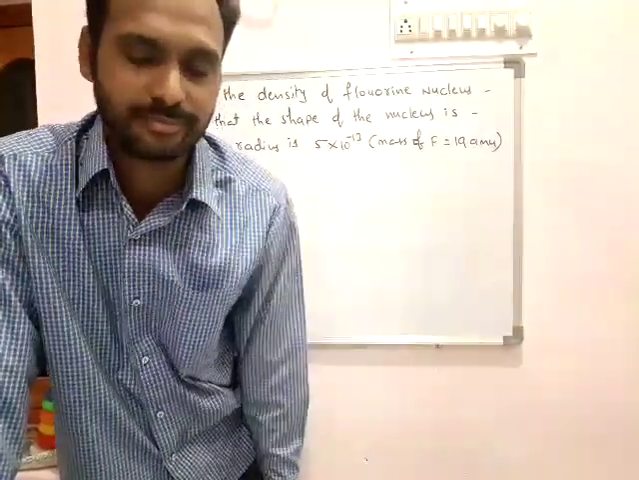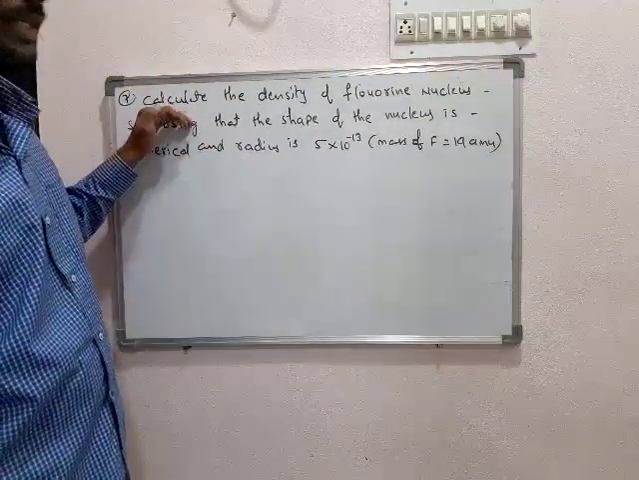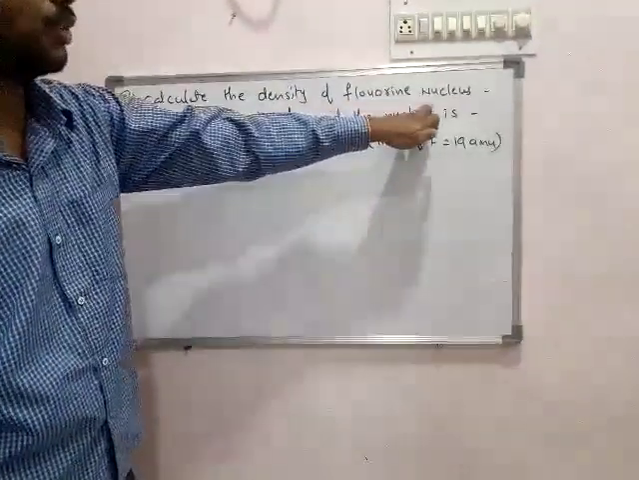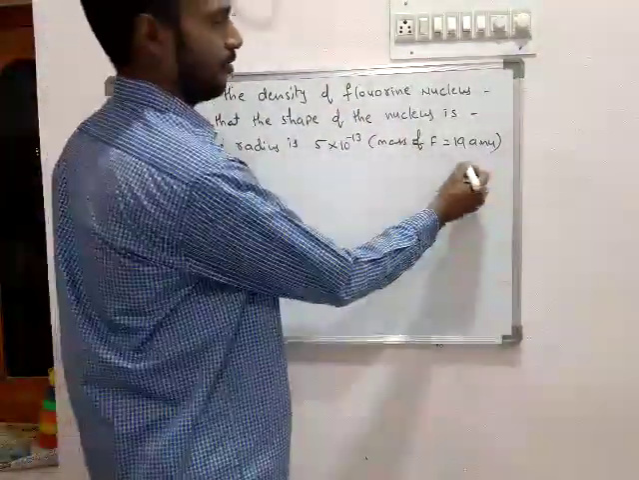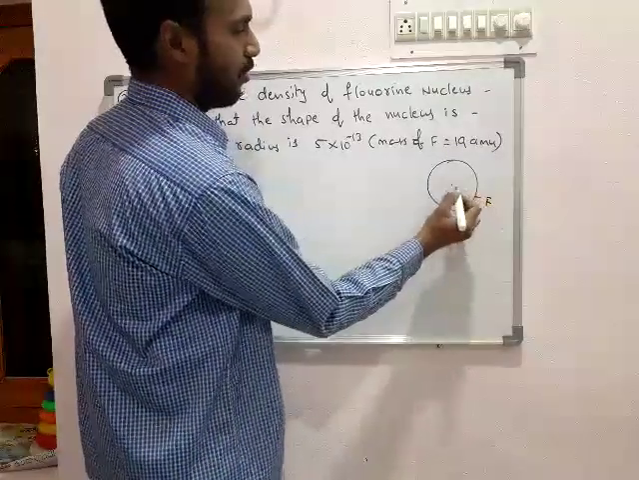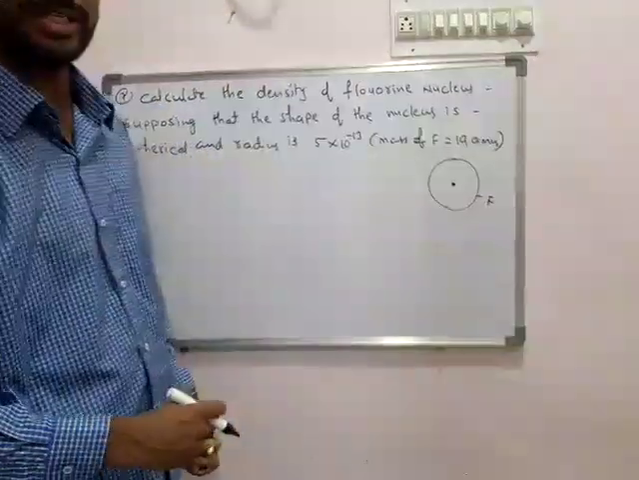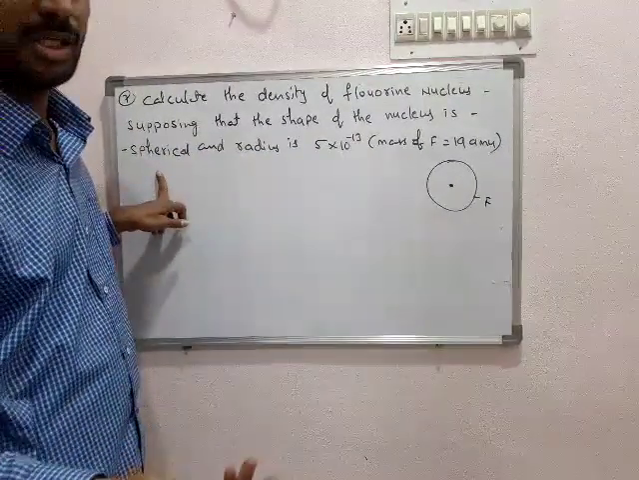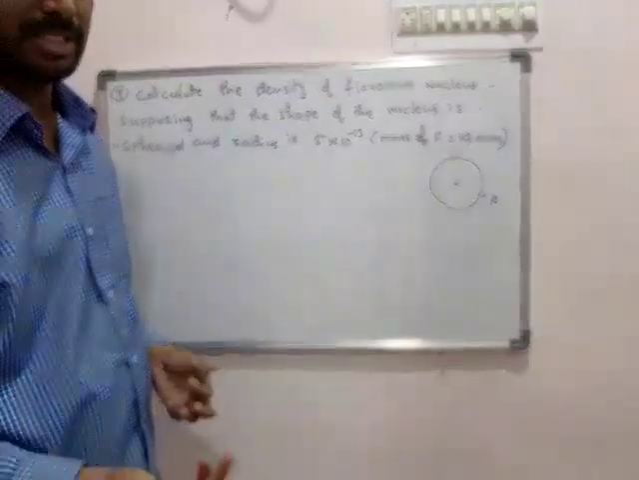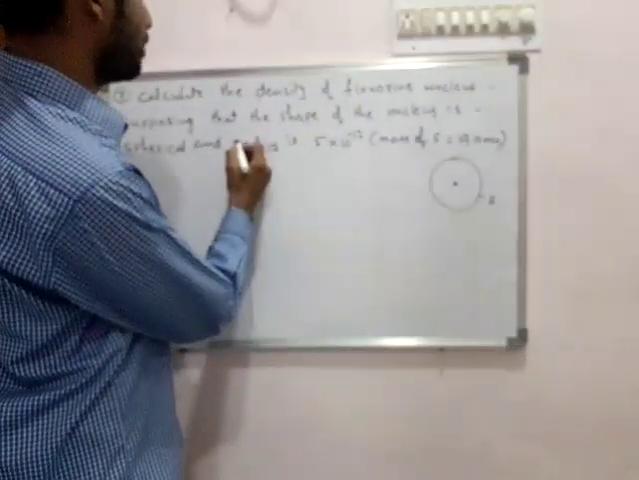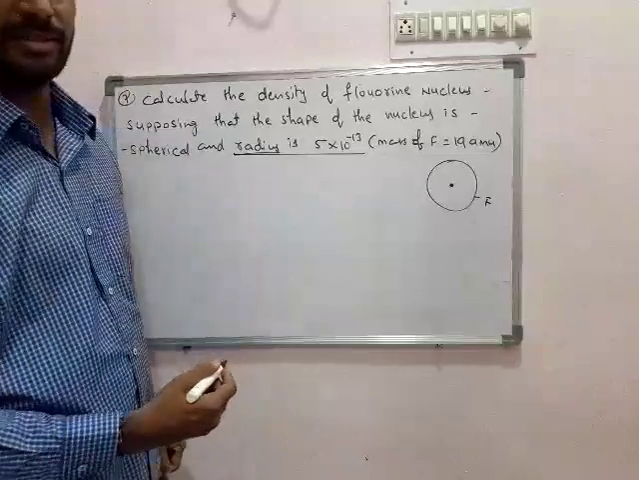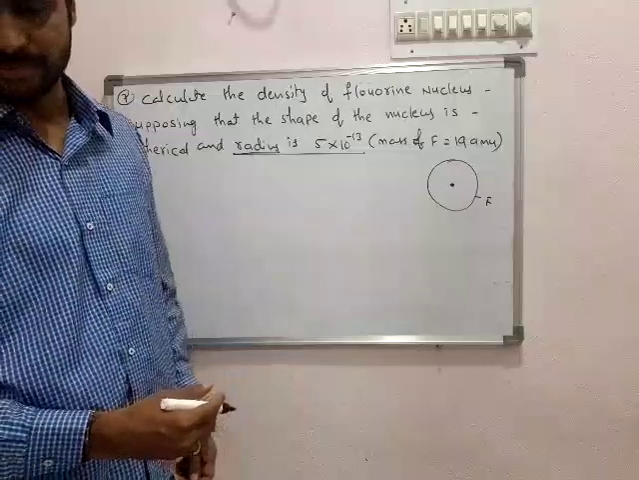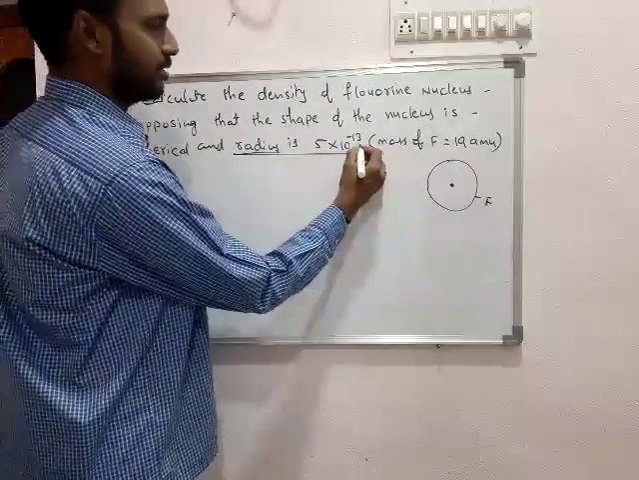See the last one. So this is a totally different one. Just listen. Calculate the density of fluorine nucleus. Means we have to calculate the density of the nucleus of fluorine, supposing that the shape of the nucleus is spherical. If it is not given, we need to take a spherical shape only. And the radius is given as 5 into 10 power minus 13 centimeters.